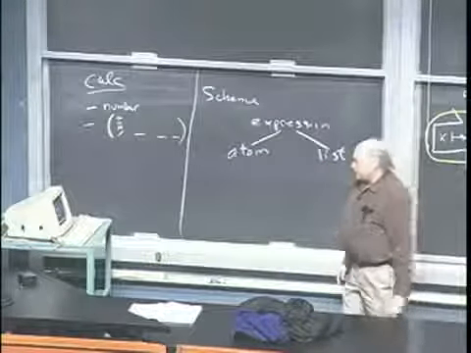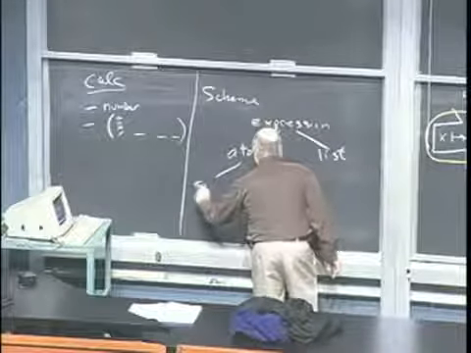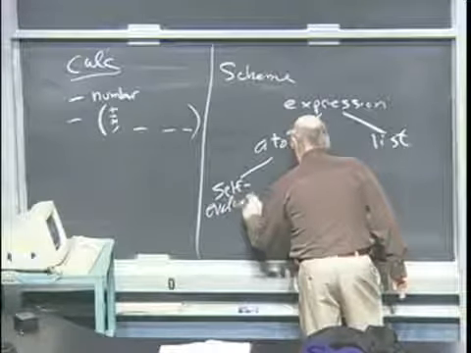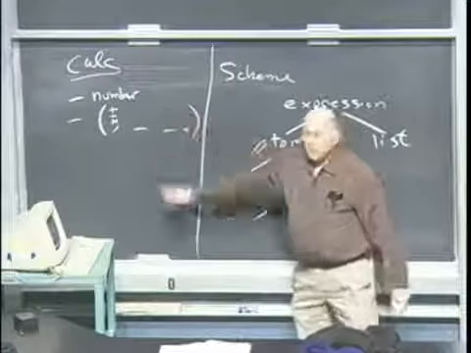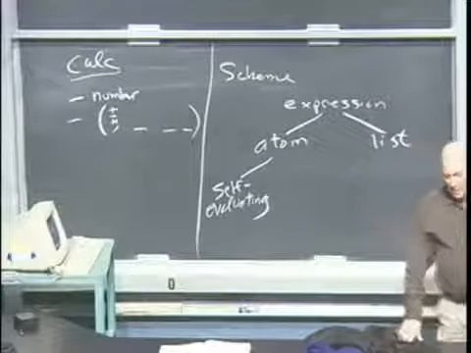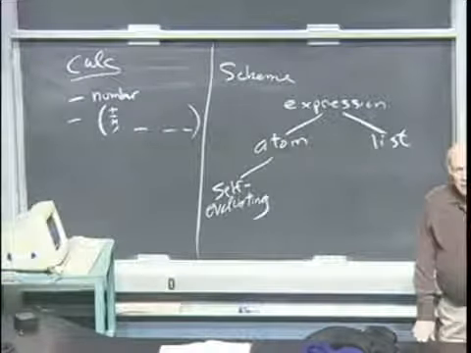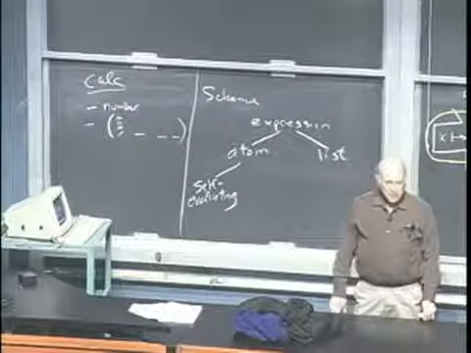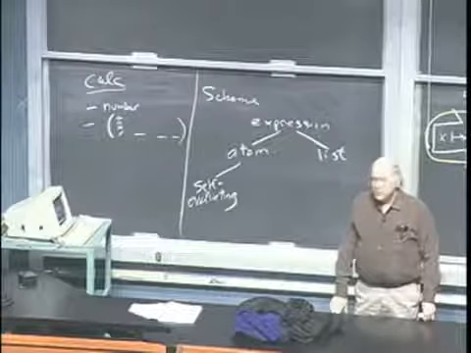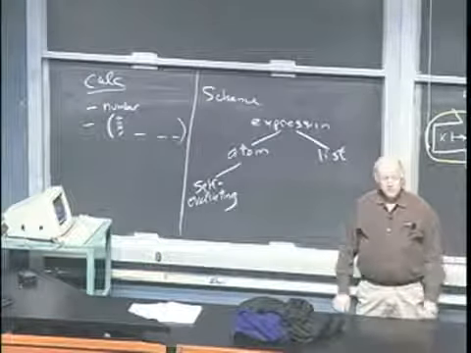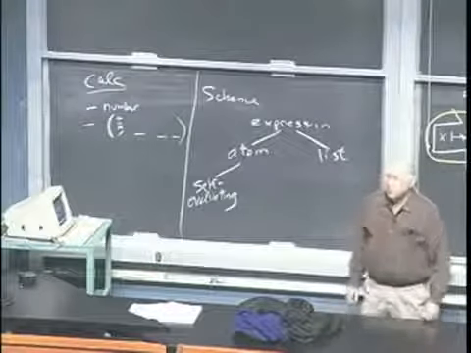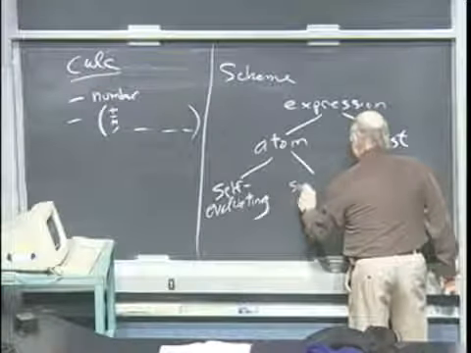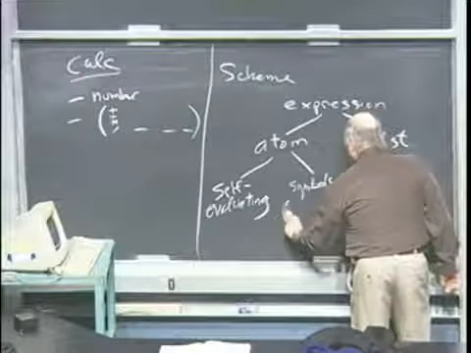Now, there are two kinds of atoms. They are self-evaluating, so that's numbers, same as in the calculator program, but so are, for instance, hash t and hash f for true and false. The value of hash t in Scheme is hash t. And so are strings in double quotation marks. There are a couple more things that are self-evaluating. And symbols, which are the names of variables.